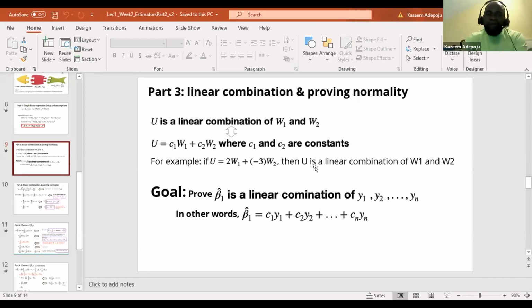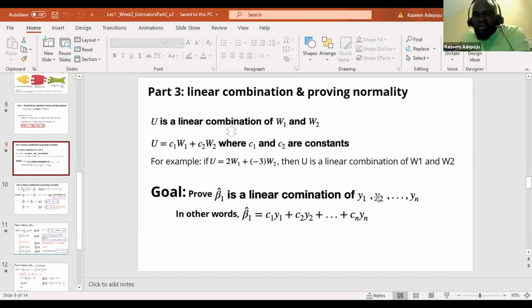Now, having understood that, we want to have a goal, and the goal I wanted to show you now is that beta 1 hat, which is the estimate of beta 1 in a simple linear regression model, is a linear combination of the responses. And that is exactly what I want to show you right now.